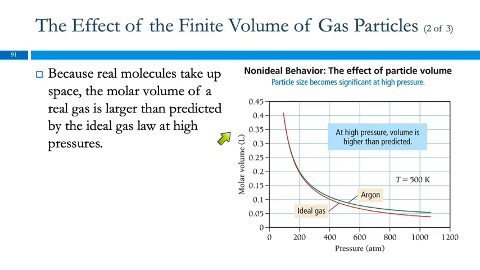So we can look at it like this: molar volume versus pressure. Here in the red is an ideal gas, and at lower pressures, and these are not all that low, 200 atmospheres is still considered a low pressure on this chart. When we get to higher pressures, now we see that the argon has a slightly higher molar volume than an ideal gas, because at the higher pressure, the volume of the particles becomes important.